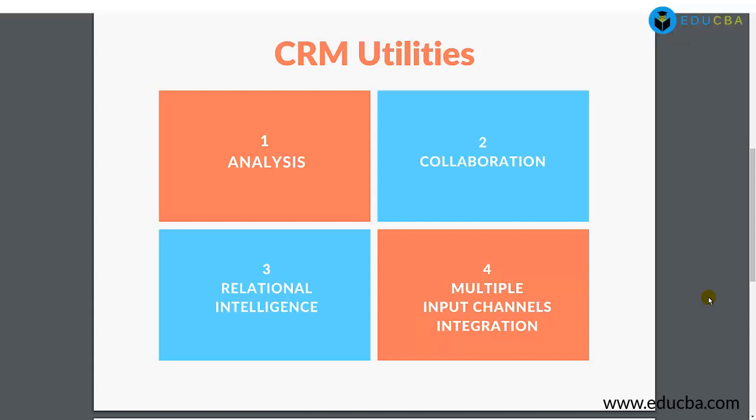Okay, the third utility we get from a CRM is called relational intelligence. Relational intelligence is in the sense how we are actually interpreting the relation that we have with our customers. And whenever we are talking about customers, we are talking about the people who are purchasing from us, the people whom we are buying from, and also our business partners.